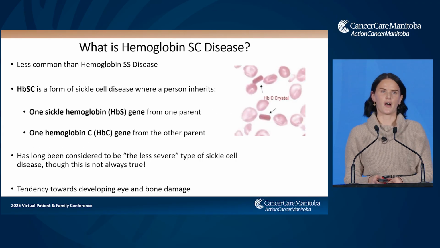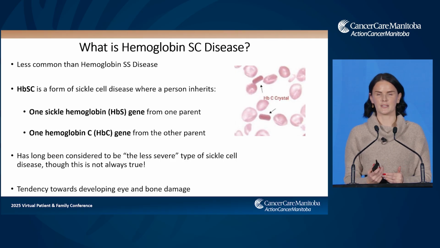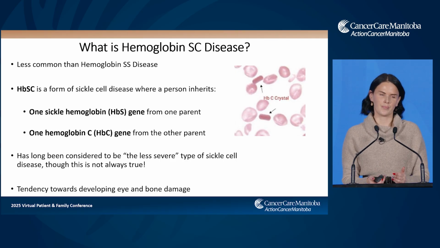Now, I mentioned we were going to talk about hemoglobin SC, which is less common than hemoglobin SS and has long been considered to be the less severe type of sickle cell. This is not always true, however. People with hemoglobin SC can have very severe disease, and in fact, they can have even more issues in terms of eye and bone damage. You get hemoglobin SC if you inherit one copy of hemoglobin S from one parent, and then another type of abnormal hemoglobin called hemoglobin C from the other.